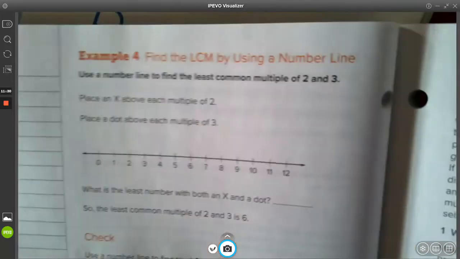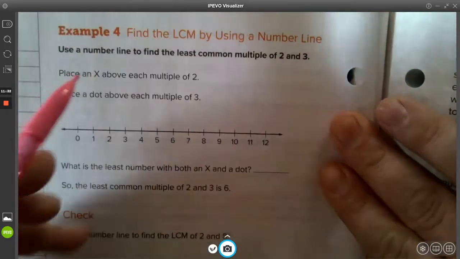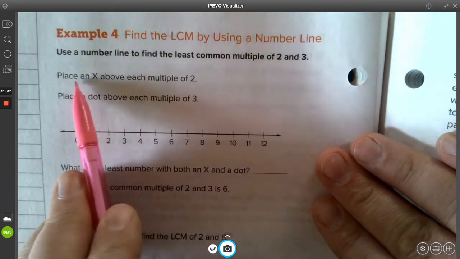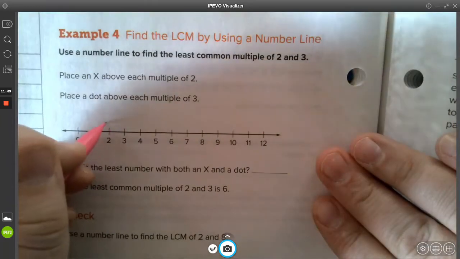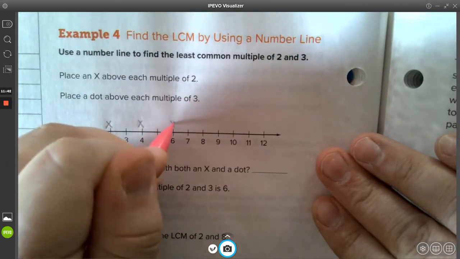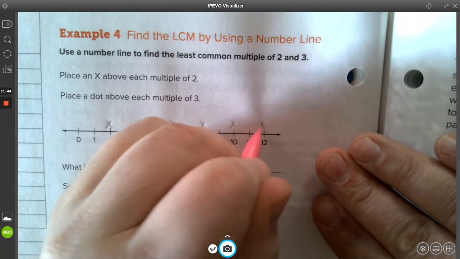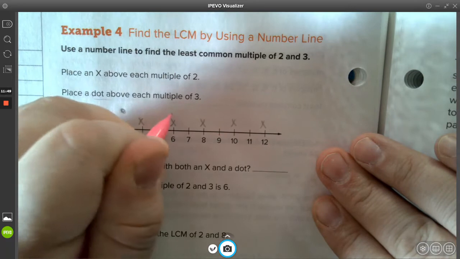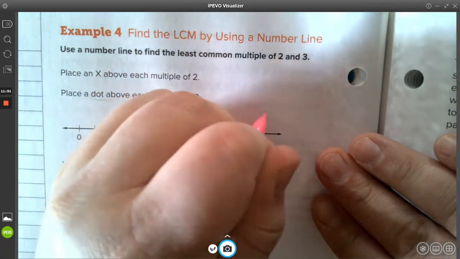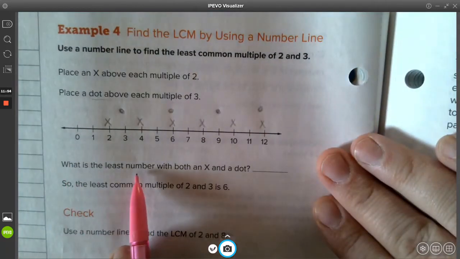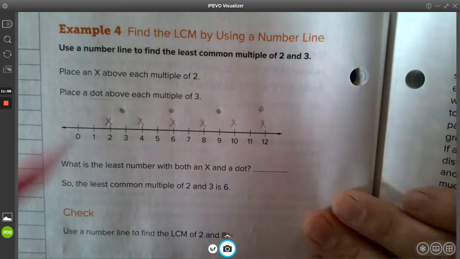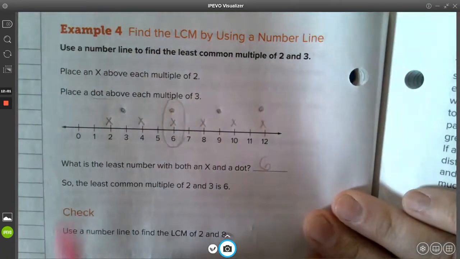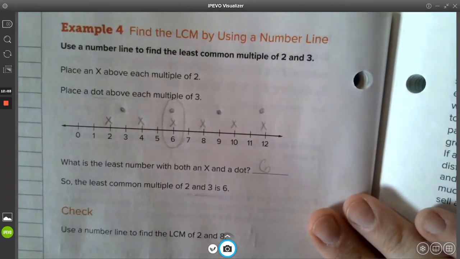Now, we can do the same thing using a number line, right? So if we're using a number line to find the least common multiple of 2 and 3, we're going to place an X above each multiple of 2: 2, 4, 6, 8, 10, and 12. And we're going to place a dot above each multiple of 3: 3, 6, 9, 12. What is the least number with both an X and a dot? In this case, it would be the 6. So our least common multiple of 2 and 3 is 6.